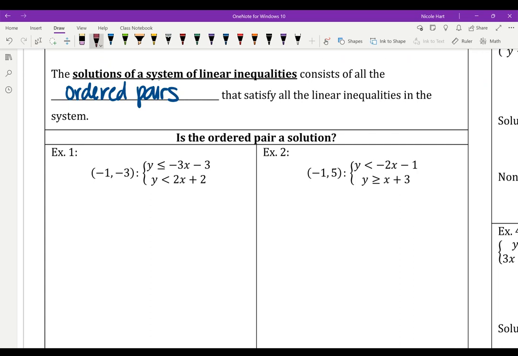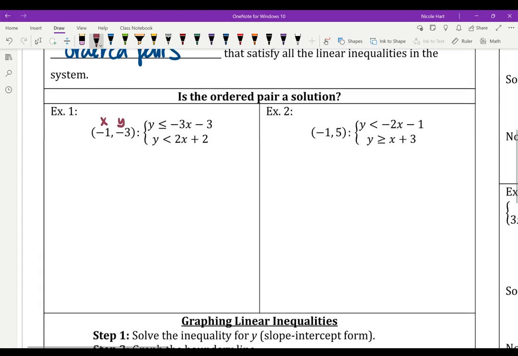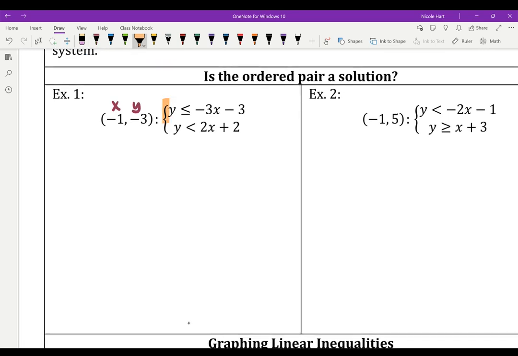And so for these first two examples, I'm just going to have to plug these in. I have -1 and -3 for my x and y value for example 1. So I'm going to take my first equation and I'll write them separately. I've got y is less than or equal to -3x minus 3.